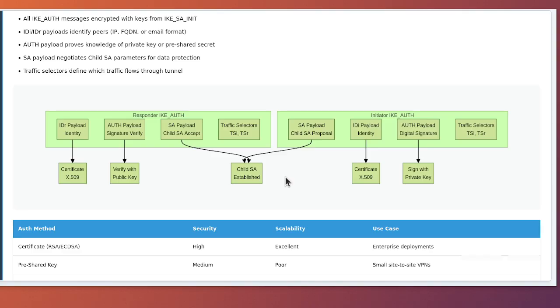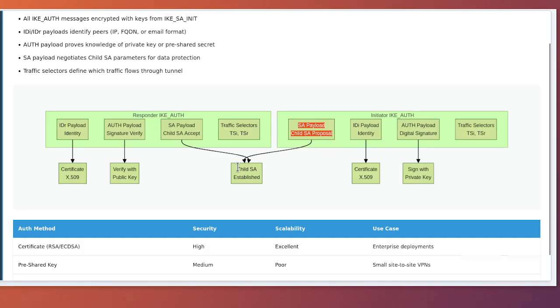The initiator's IKE_AUTH message contains several critical payloads. The IDi payload identifies the initiator, typically using an IP address, FQDN, or email address format. The AUTH payload contains the authentication data, which proves the initiator knows the private key corresponding to its identity. This might be a digital signature using RSA or ECDSA, or it could be a keyed hash if using pre-shared keys. The SA payload proposes transform sets for the child SA that will protect user data, separate from the IKE SA parameters.